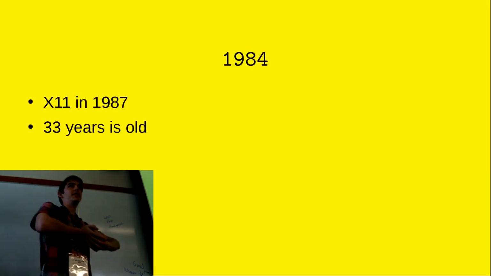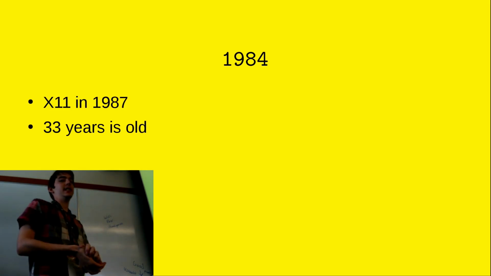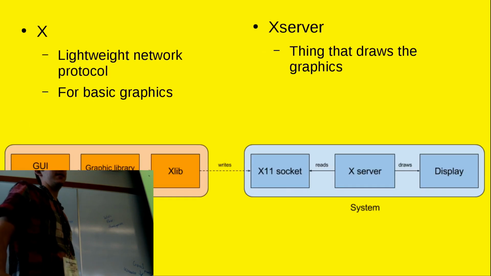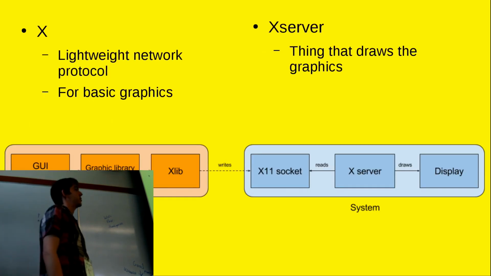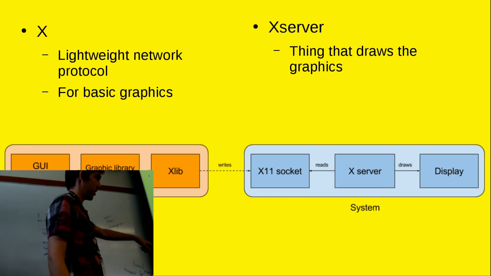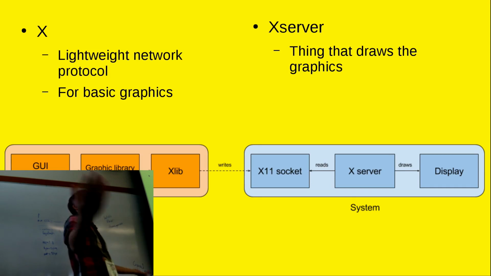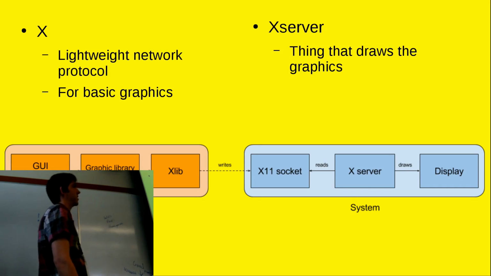X is old, everybody knows this. As far as software sandcastles go, 33 years is pretty good. But yeah, it's old. When it was first originally made, it was quite beautiful. We had applications that talked to their libraries that went over Xlib, which could be piped over a network or locally if necessary, and then it would talk to a socket, which would talk to an X server, which would talk to your screen. And it was pretty. It worked.